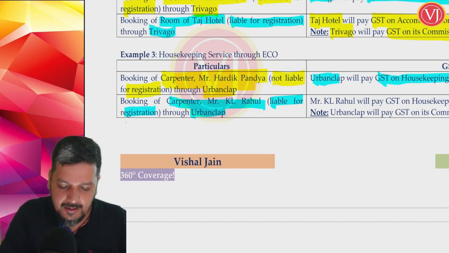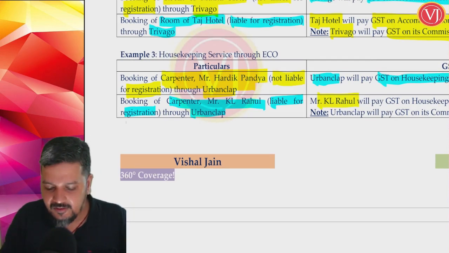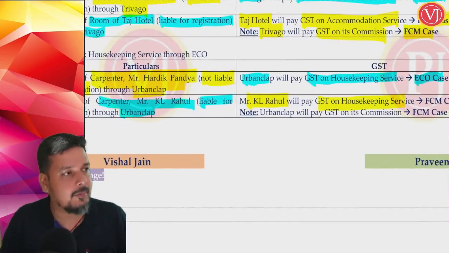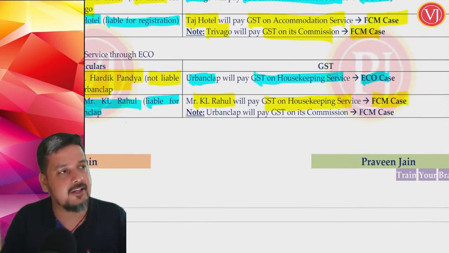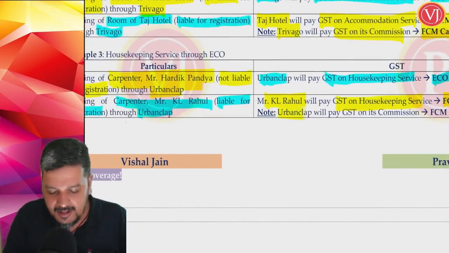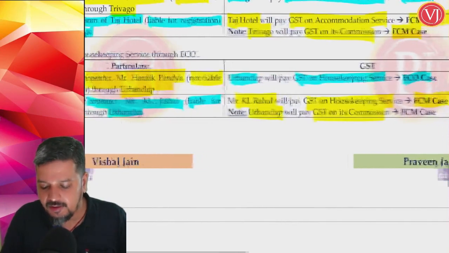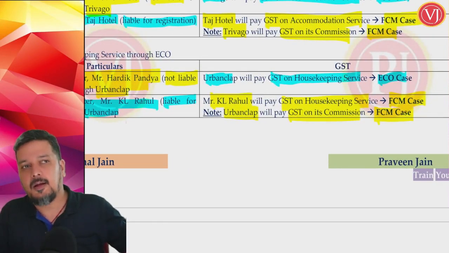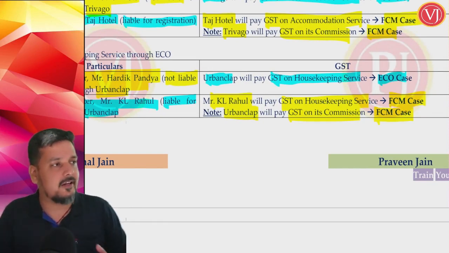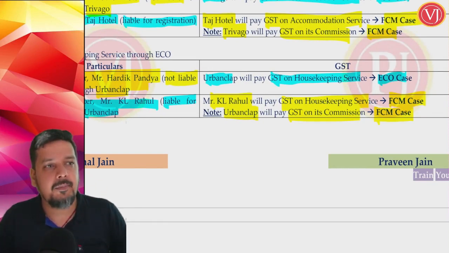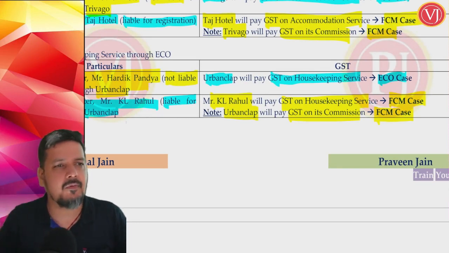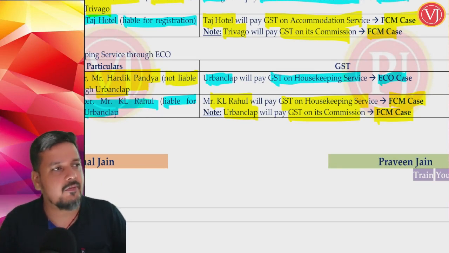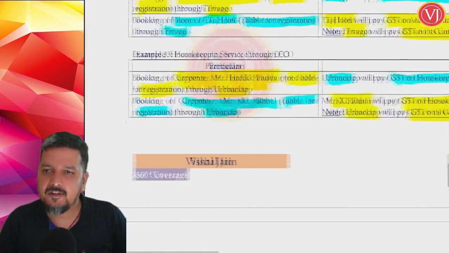Now, KL Rahul will pay GST on his carpenting charges, that is housekeeping services, 1000 rupees, FCM category. And Urban Club will also pay GST but only on its commission, 100 rupees. KL Rahul will pay GST on his carpenting services, 1000 rupees. If the recipient is eligible for credit, it will take the credit. Are you guys clear with this understanding?